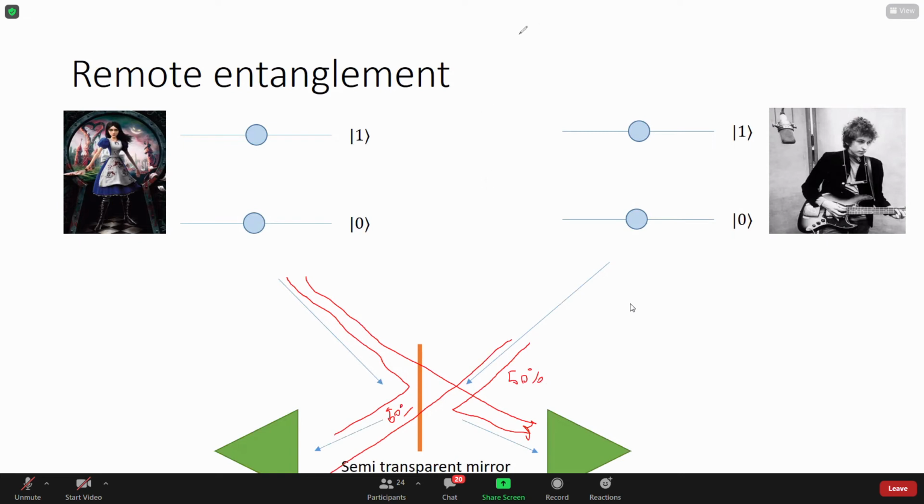And now this whole thing actually will generate entanglement. So why is that? It requires a little bit of detail. So let's just write up the state.